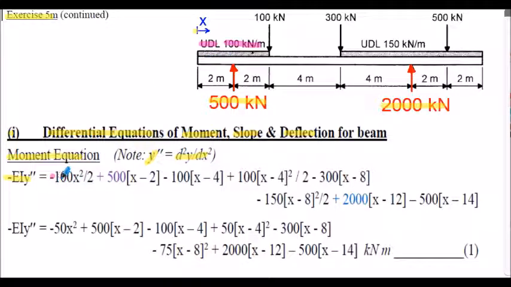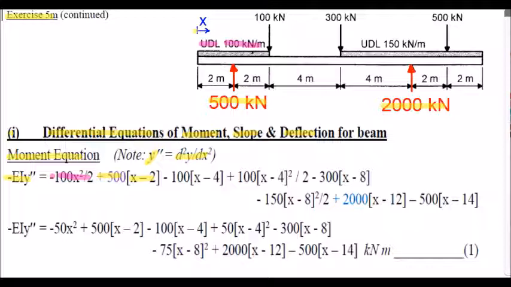So negative 100x multiplied by x upon 2, and that will give us negative 100x squared upon 2. Next consideration for the moment will be the 500 kilonewtons, but that doesn't come into effect until we're 2 meters into the beam. So that'll be 500 multiplied by x minus 2. That's a positive bending moment because, of course, that 500 kilonewtons is trying to do this to the beam.